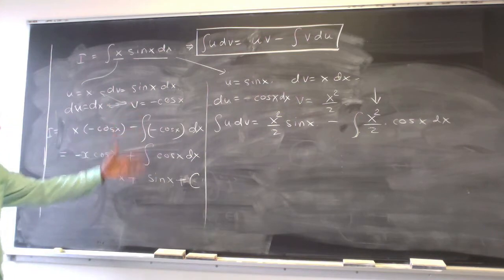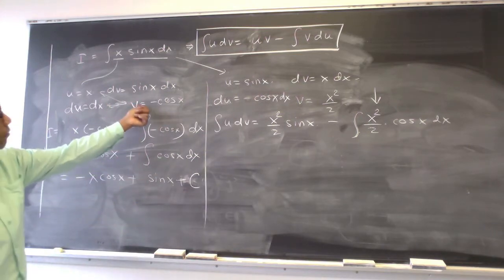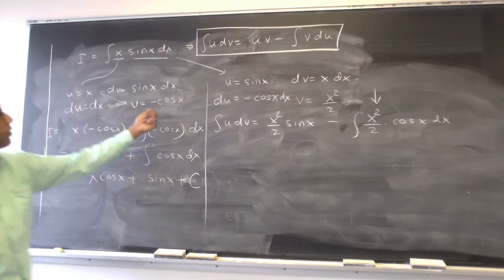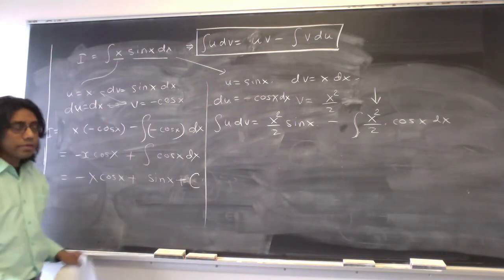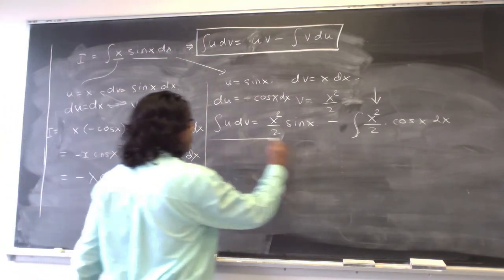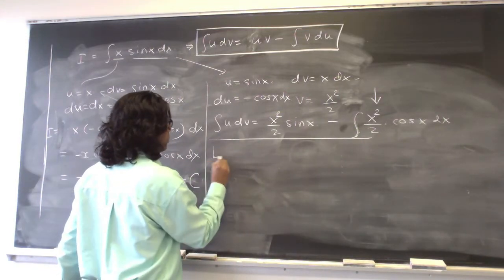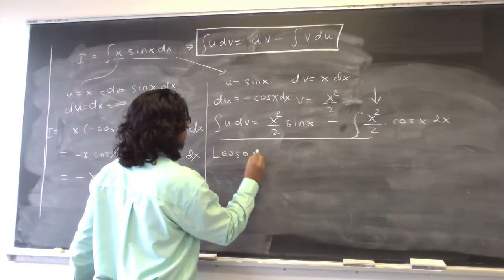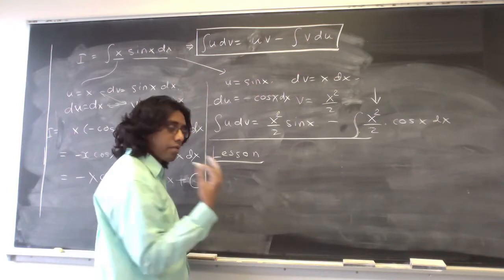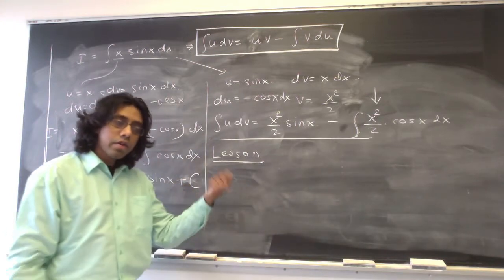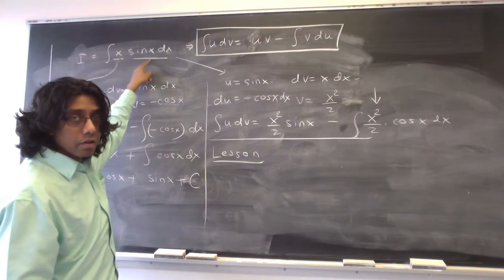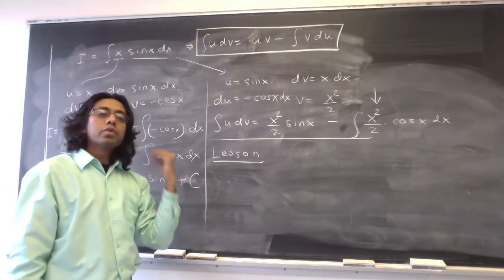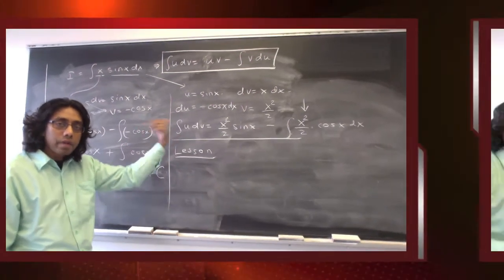So this approach was successful because the power of x did not increase here, it actually reduced. So the lesson to learn here: if you have the integration of an algebraic term and a trigonometric term, it is better to take u as the algebraic term.